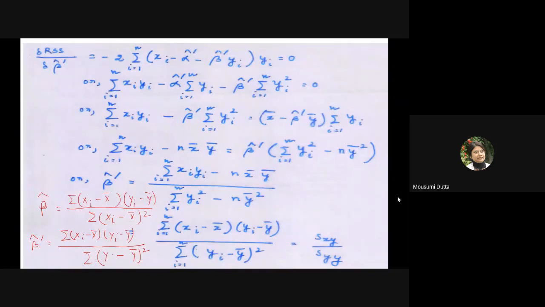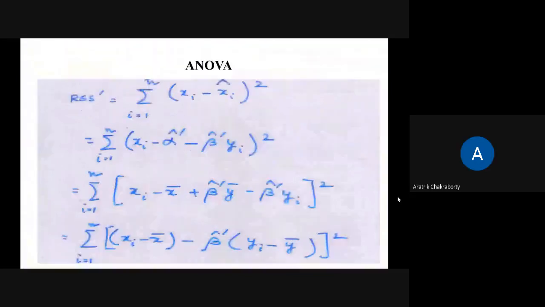So the two estimators are with us. We got the value for alpha hat prime, and we are also getting the value of beta hat prime. So, Aratrik, should I move to the next slide? Yes, ma'am. Thank you. So, next, if I consider the ANOVA part, I'm writing RSS as RSS prime.